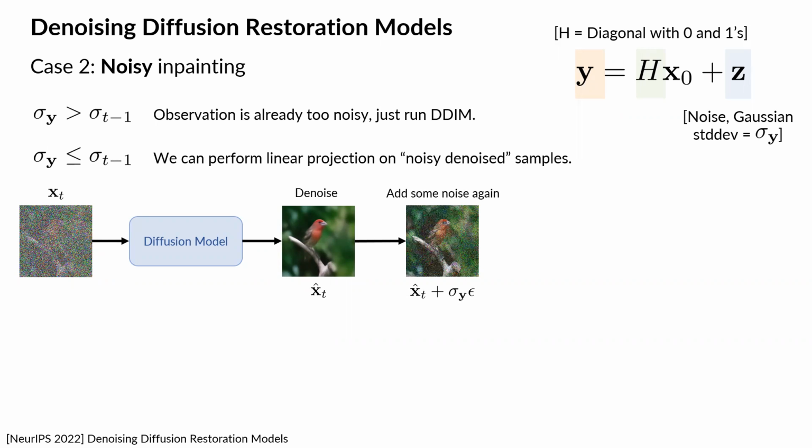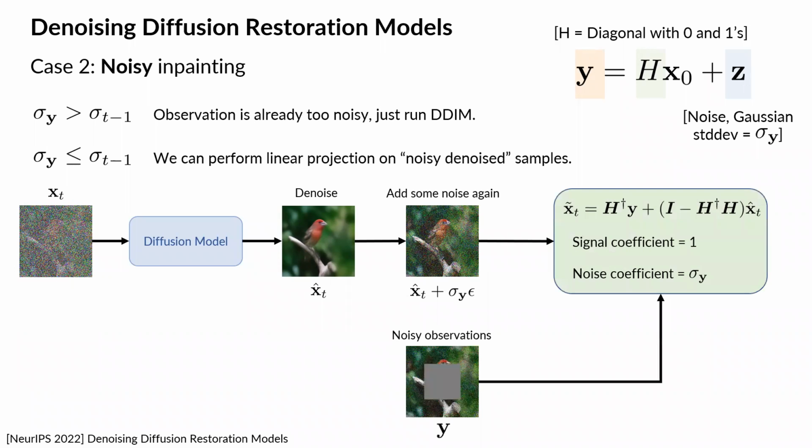So our high-level idea is that we want to perform a similar linear projection, but on a sample that we call the noisy denoised sample. The idea is that we first get a denoised sample from XT, which is from the diffusion model, and then we add back some Gaussian noise. But what's different is that here, the magnitude of the Gaussian noise that we add back is exactly equal to sigma y. So this is not tied to the noise level.